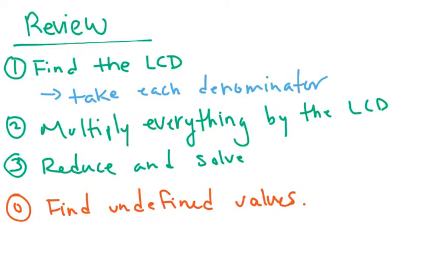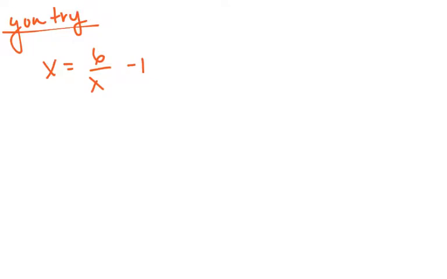So let's go ahead, and the next one you guys will do, this one's going to be a U-try. So remember, U-try is you try on your own, and we'll go over it in class tomorrow. So x equals 6 over x minus 1. So that's going to be your U-try. Okay. And then we'll do an example one coming up.